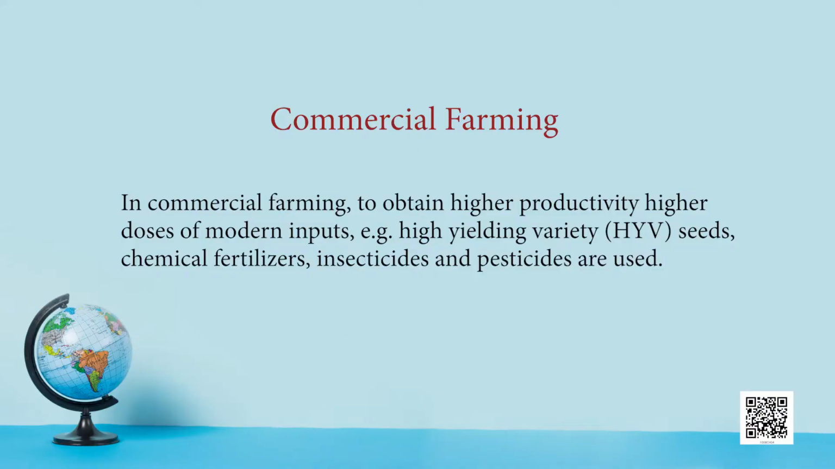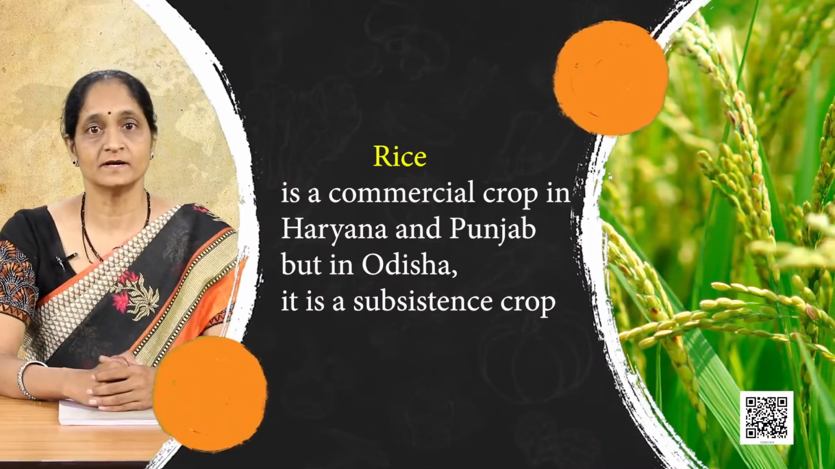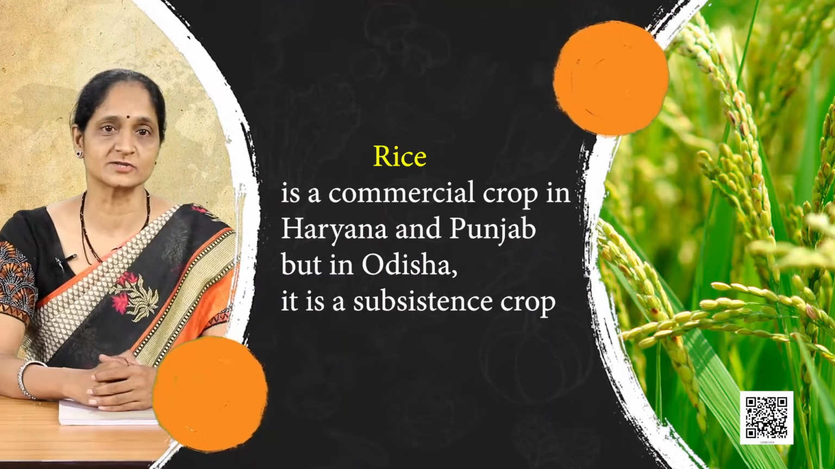Another type of farming we will today learn about is the commercial farming. What is commercial farming? In commercial farming, to obtain higher productivity, higher doses of modern inputs, for example, high-yielding variety, also known as HYV seeds, chemical fertilizers, insecticides and pesticides are used. The degree of commercialization of agriculture varies from one region to another. Do you know rice is a commercial crop in Haryana and Punjab, but in Odisha, it is a subsistence crop.